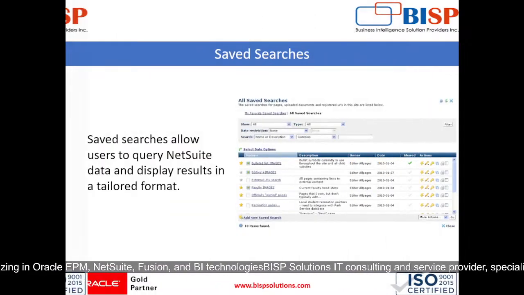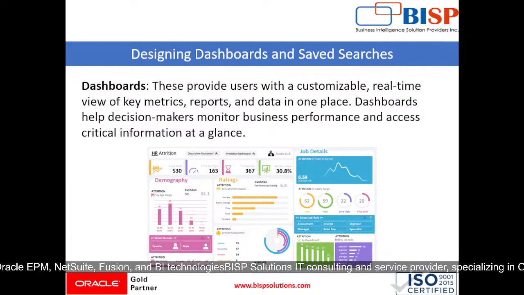The steps involved are navigating to Customization. Under Customization we will be getting Centers. Under Centers we will be getting the Dashboard option. There we can create a custom dashboard by adding various portlets such as KPIs, which are key performance indicators, reports, charts, and saved searches that are relevant to specific roles or business needs. Then we will be customizing the layout and filters to ensure that users see the most important data for their role.